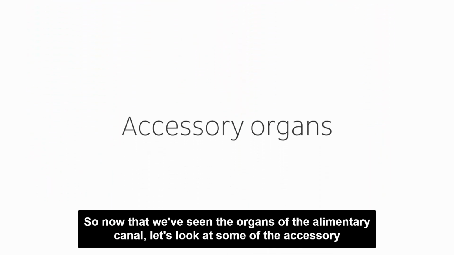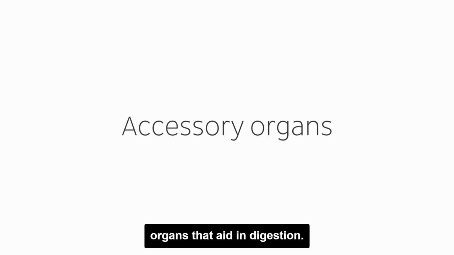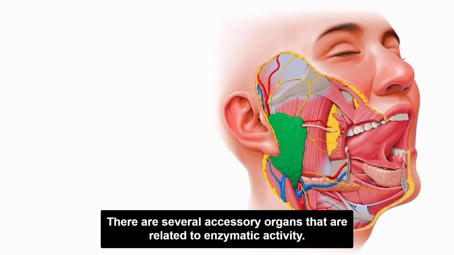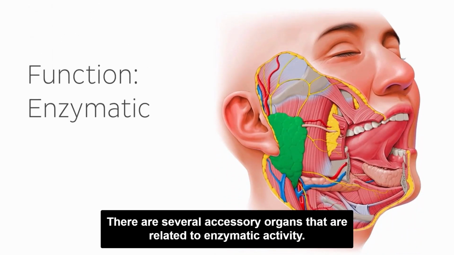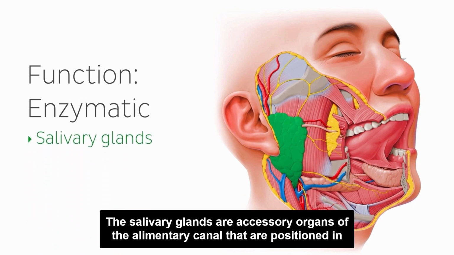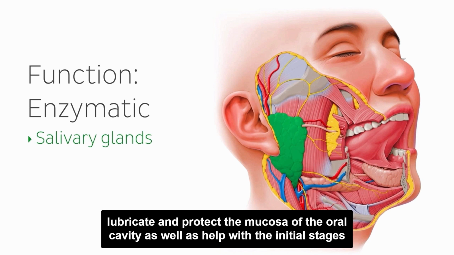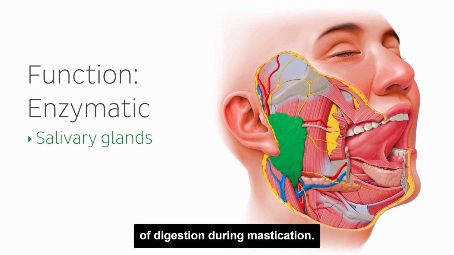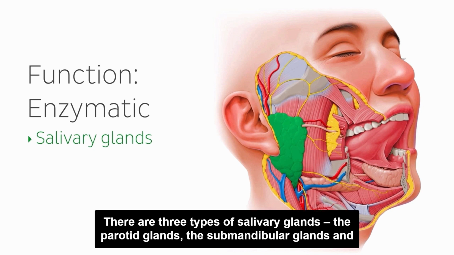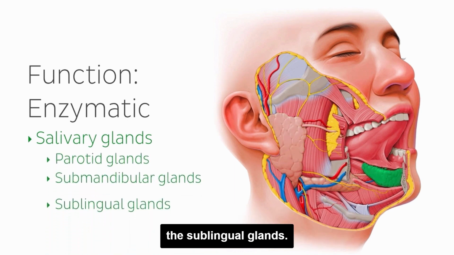So now that we've seen the organs of the alimentary canal, let's look at some of the accessory organs that aid in digestion. There are several accessory organs that are related to enzymatic activity. The salivary glands are accessory organs of the alimentary canal that are positioned in and around the oral cavity. These exocrine glands secrete their salivary contents into the oral cavity in order to lubricate and protect the mucosa of the oral cavity, as well as help with the initial stages of digestion during mastication. There are three types of salivary glands: the parotid glands, the submandibular glands, and the sublingual glands.